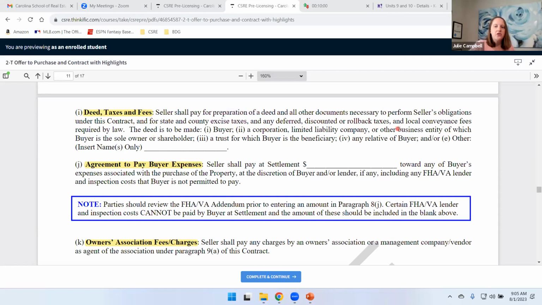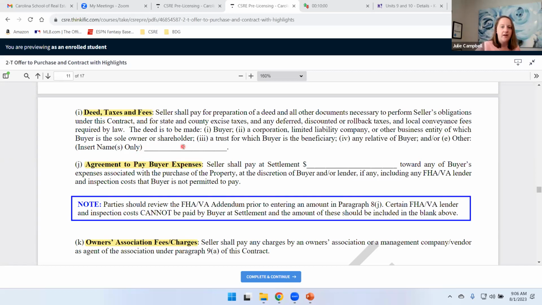The deed is to be made to... Who the attorney needs to know who to make the new deed to. Who's going to be the grantee? So is it the buyers named in this contract, an LLC named in this contract, a trust, a relative, or other? And we're told if it's not any of these above, then put the names in.